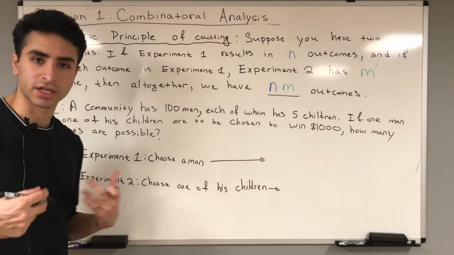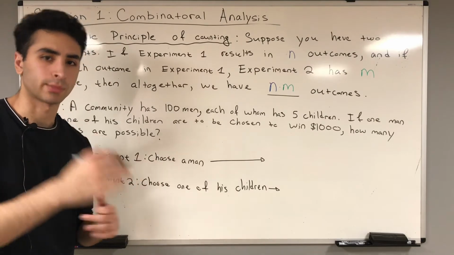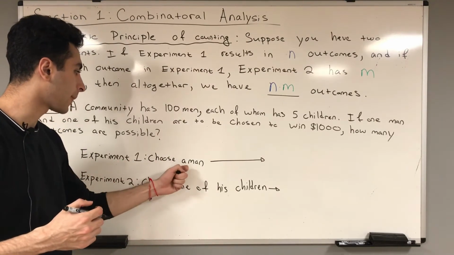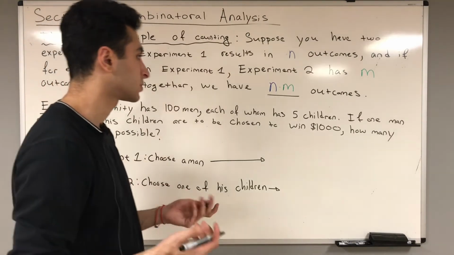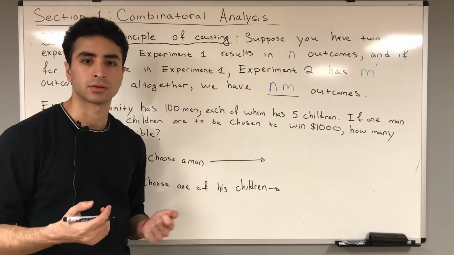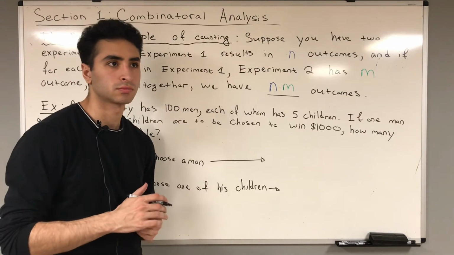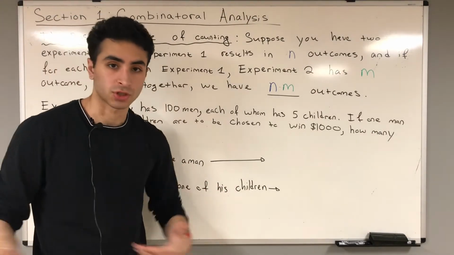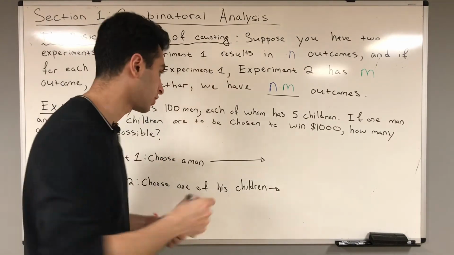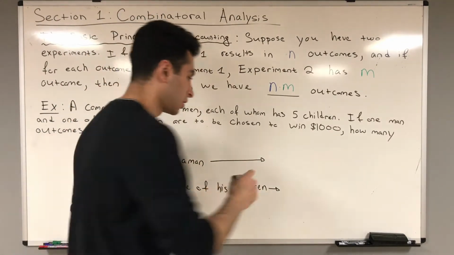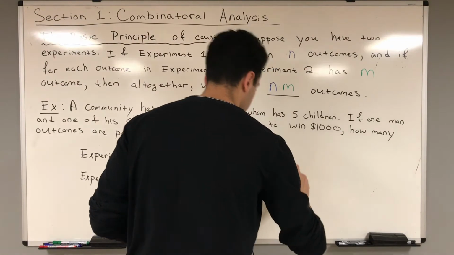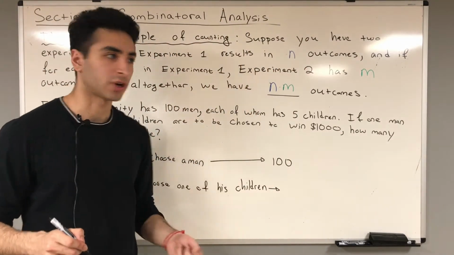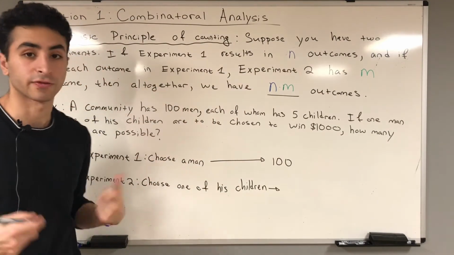Let's just focus on experiment 1, okay? We have to do this step by step. So, for experiment 1, choosing a man. How many outcomes are there if there are 100 men to choose from? Well, we have 100 men to choose from, so we should have 100 different outcomes, right? So choosing a man gives us 100 different outcomes, because there are 100 men in the first place.